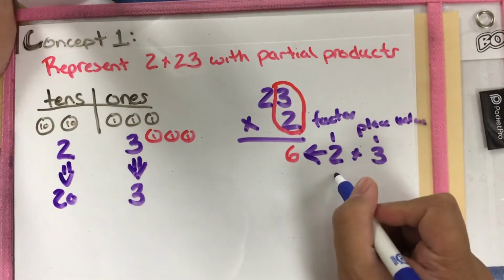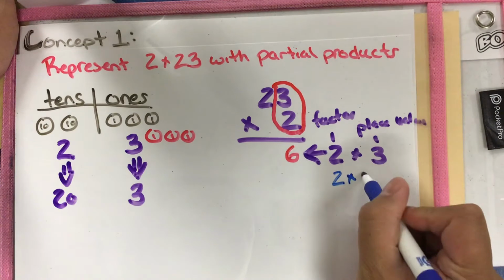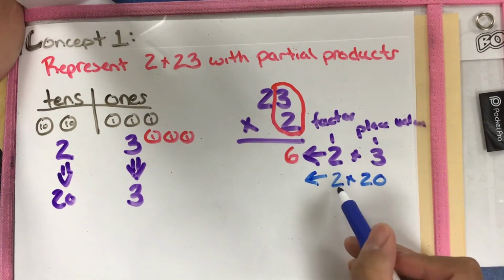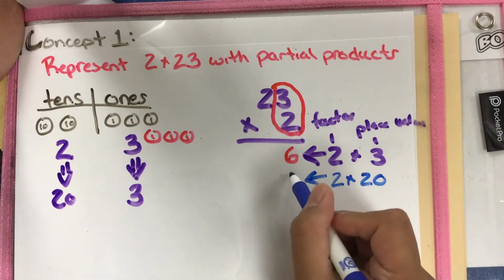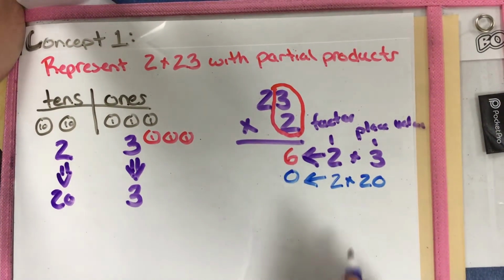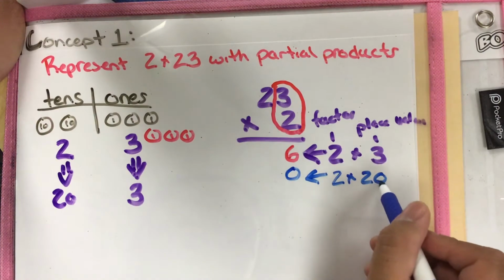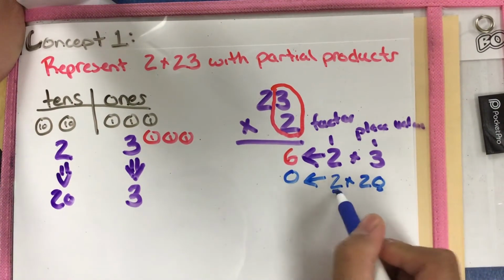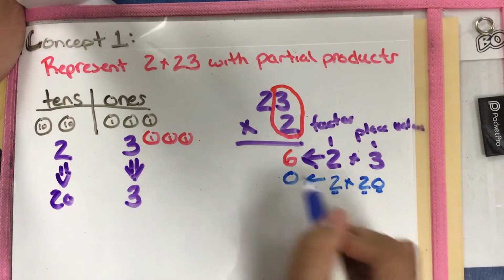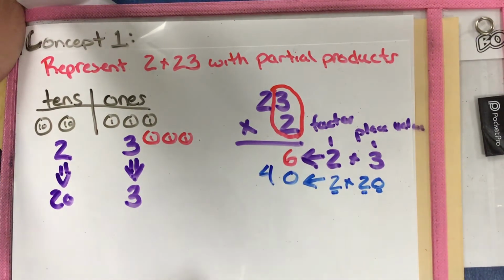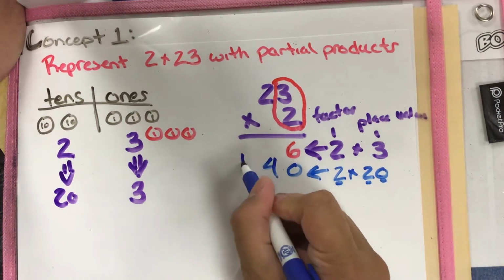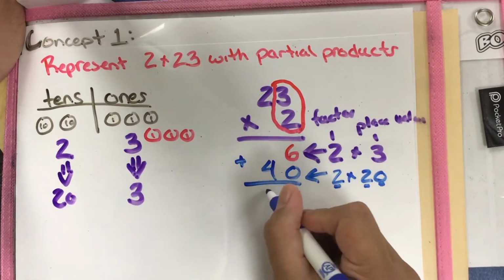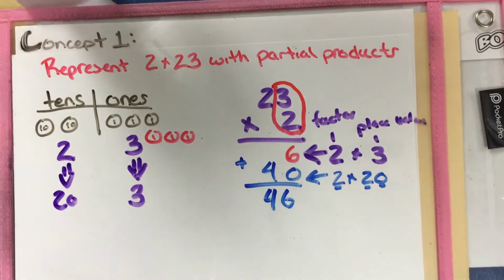So now we're going to have 2 times 20. What's that going to equal? Well, we know 2 times 0 is going to be 0, because that's a multiple of 10. We just need to put the 0, right? We've done that in our previous lessons. And then we have 2 times 2, and 2 times 2 equals 4. Now all we do is add each of these products together. It's going to be 46.